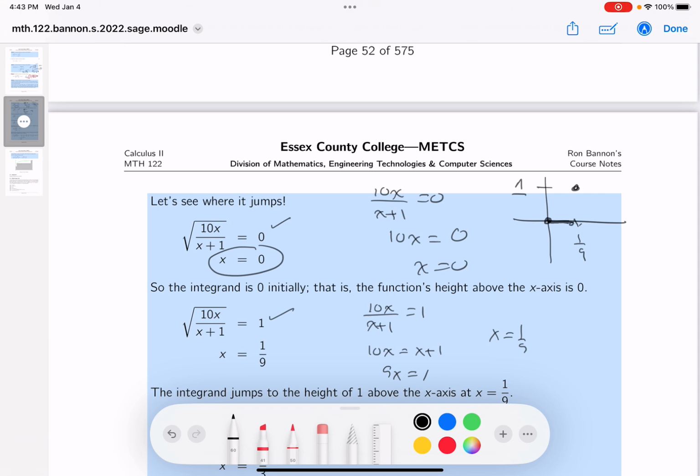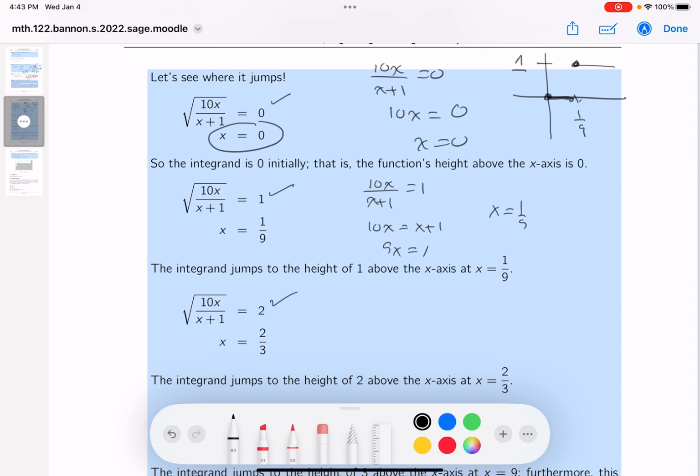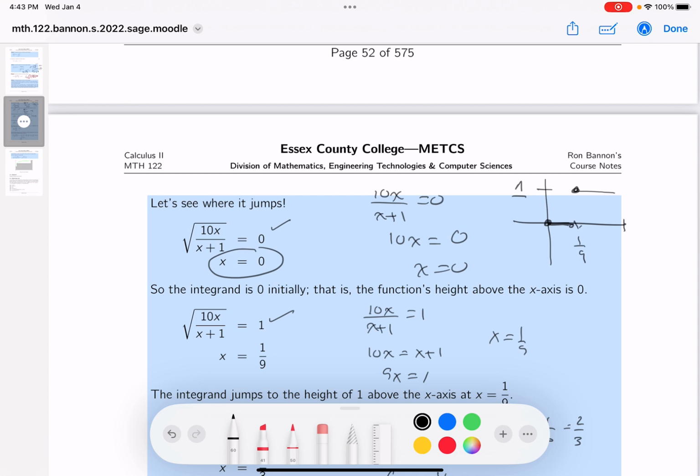My next question is, I wonder how long this maintains its value of 1. And it's going to jump when it gets to 2. All right, let's do that. And I write that over here. What do you do? Square both sides. Let's write that down. 10x over x plus 1 equals 4. 10x, that would be 4x plus 4. Let's see, I take 4x from both sides. I get 6x equals 4. Now what happens there? I divide by 6, right? You get 4/6, or 2/3. All right, so when I hit 2/3, again, this is not drawn to scale, all of a sudden the thing jumps to 2.